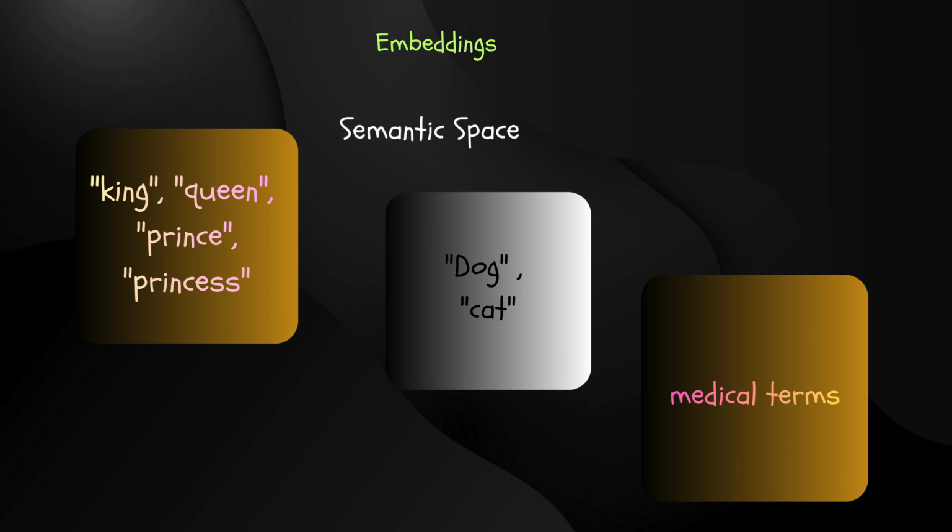For example, king, queen, prince, and princess might form one cluster. Dog and cat might appear close together in another. Programming-related words could form their own neighborhood, and medical terms might form another. This is one of the reasons language models can recognize relationships between concepts. Similar ideas often end up represented by similar vectors.